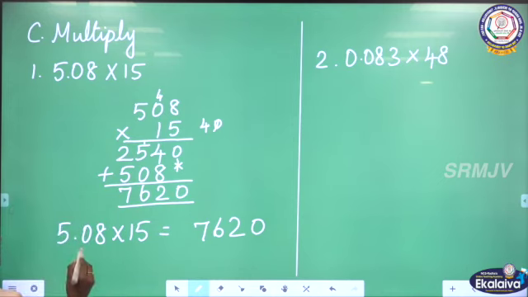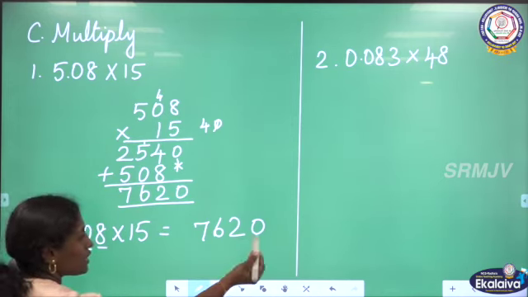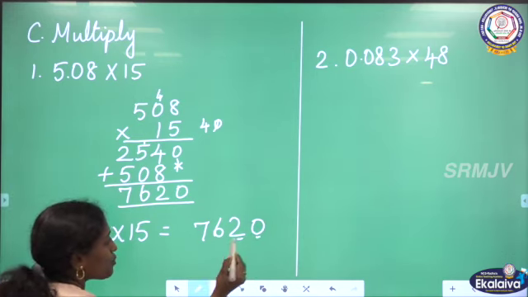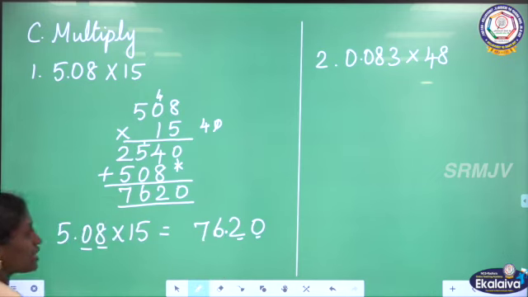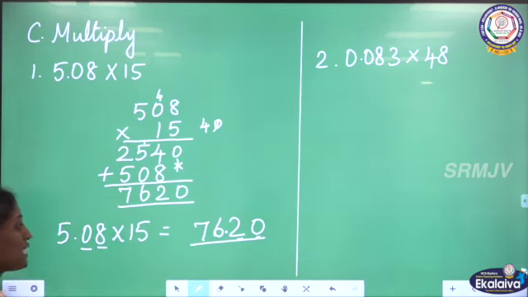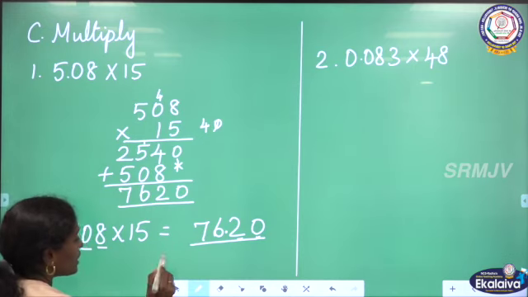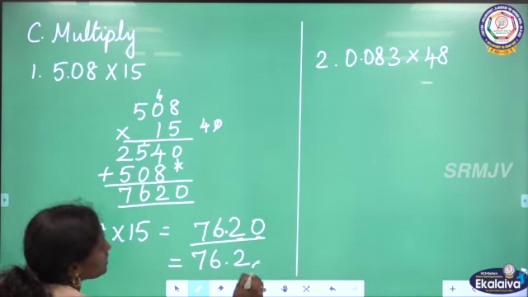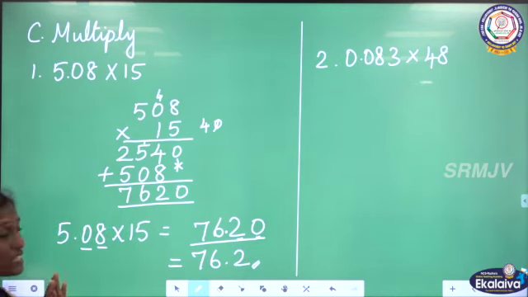Here in the given question, how many decimal places? 2 decimal places. So in the answer also we need 2 decimal places. So from the last, before 2 digits we have to keep the decimal point. So 76.20 is the answer. For the last 0 there is no value. So we can write 76.2. This is the answer for the given question.